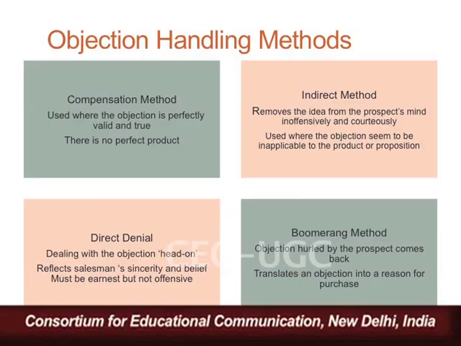The third important way of dealing with the objection, students, is the boomerang method. Now what happens in case of a boomerang? It comes back. So this is also known as the translation method. You translate it and you let him know the other kind of situation. So why is this called boomerang? Because the objection that is being raised by the prospect comes back as a reason why he should buy.